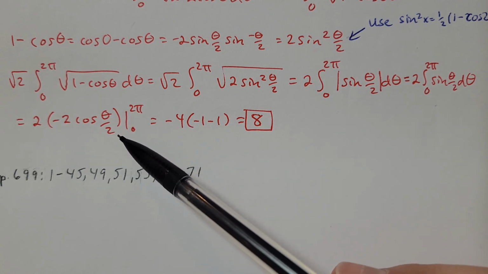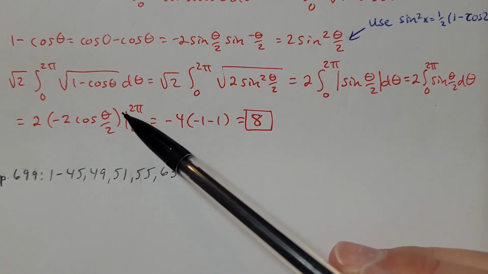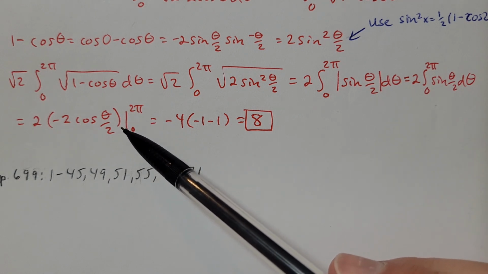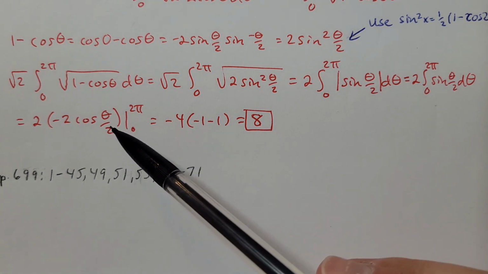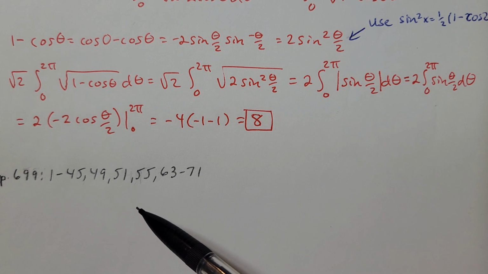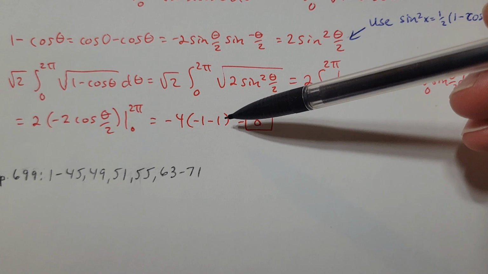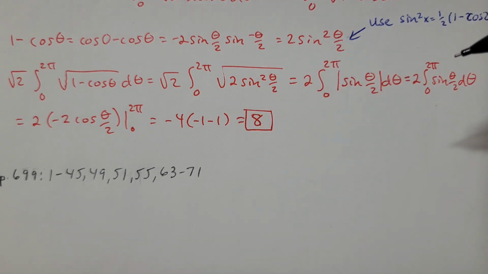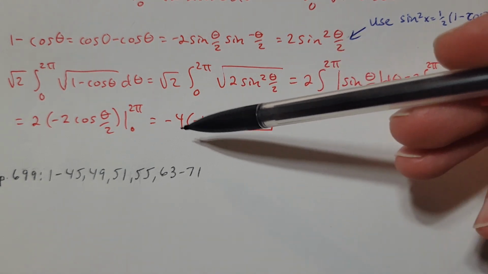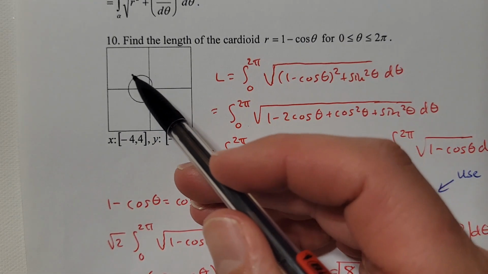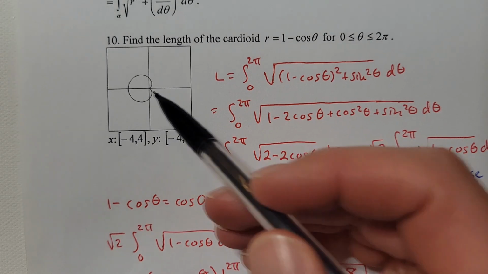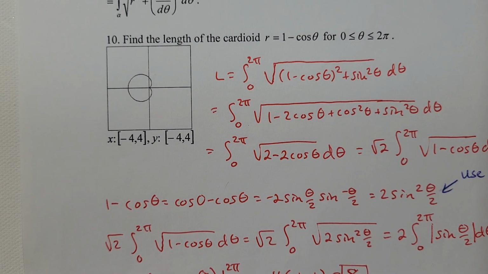Then when I plug in my bounds, cosine of 2 pi divided by 2 is cosine pi, that's -1. Okay, and then minus, when I plug in 0, cosine of 0 is 1, and I'm subtracting 1, right? -1 minus 1 is -2, times -4 is 8. So the length of this curve here, to trace this out one time, I went 8 units, is what I'm saying there.